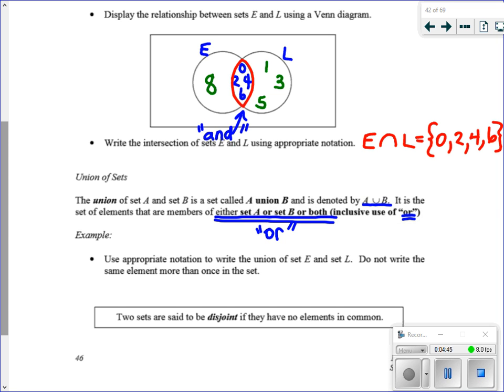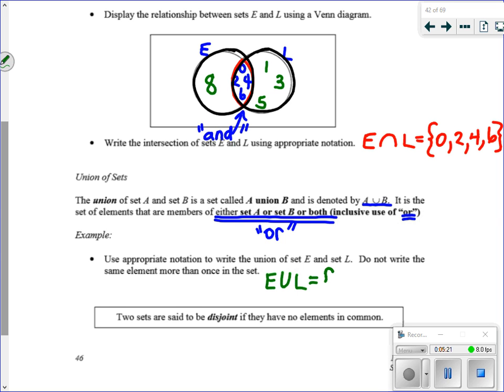Okay, so we need to use appropriate notation to write the union of set E and set L. And we're not writing the same element more than once in the set. So if it's in both, we don't write it twice, in other words. Okay, so the way we would write that is E union L. Okay, so this is the elements that would be in set E or set L, or both. So in other words, it's all of those elements, isn't it? Okay, so we would write it as this.